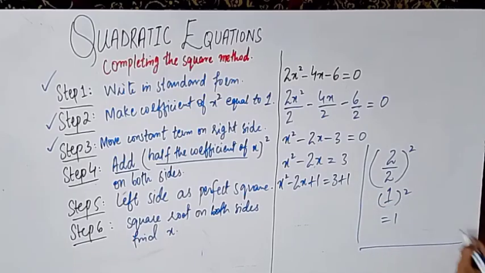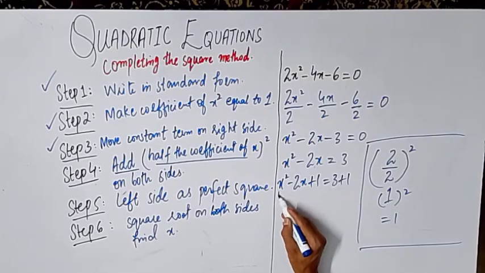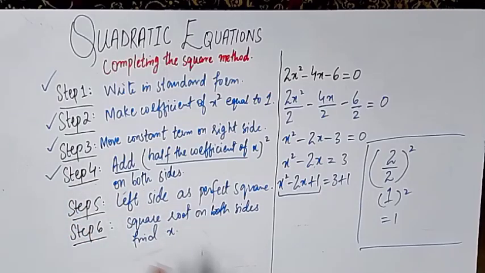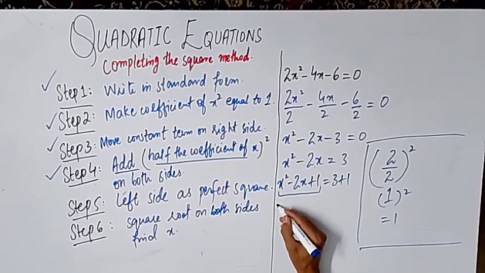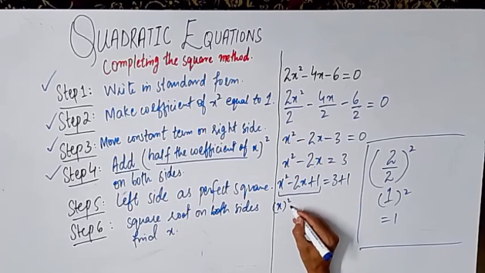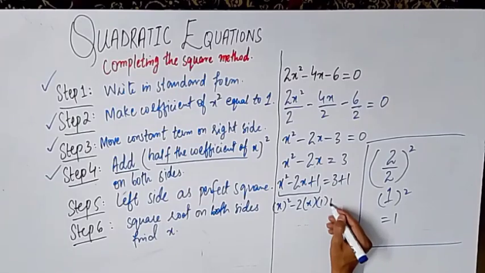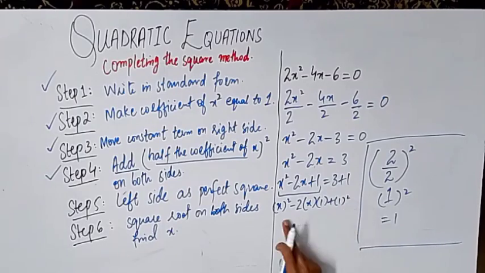So you can calculate this on the rough work column. Now if you look at these three terms, step 4 is done. Now in step 5 it is written, left side as perfect square. So you can see over here we have an identity, a square minus 2ab plus b square. You can apply that identity. I am showing you over here. So you can see over here it is applicable.